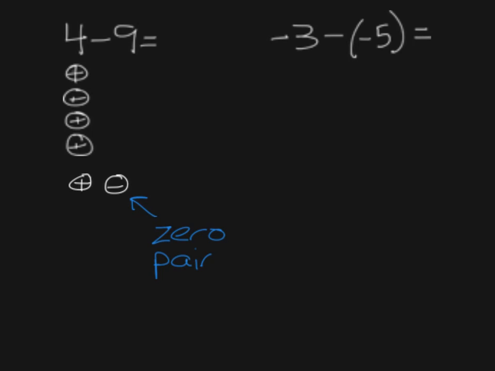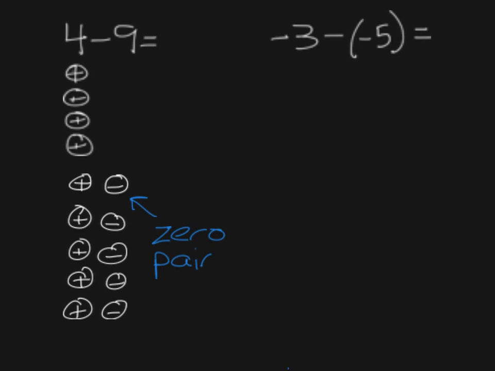So now I have 5 positive counters to take away, but I still need 9 positive counters to take away. So that's 5, 6, 7, 8, 9. Okay? Because all of these add up to 0, right? We could cancel those, cancel those, cancel those, cancel those, cancel those. We actually haven't changed the value. The value is still positive 4.